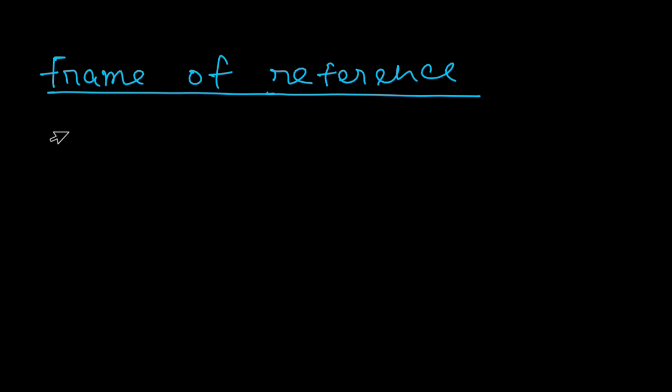So in this video, we will learn about frame of reference. To measure motion of any body, we need a reference point. For example, let's take a passenger in train. Now, this passenger inside the train is in motion or rest depends upon the reference point.